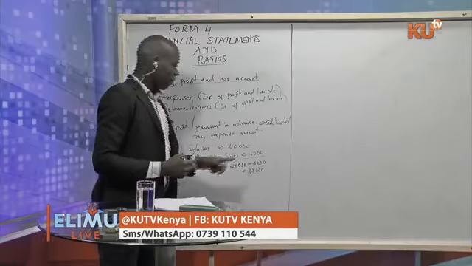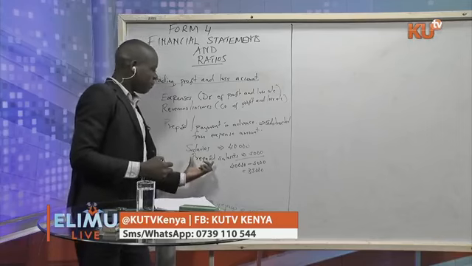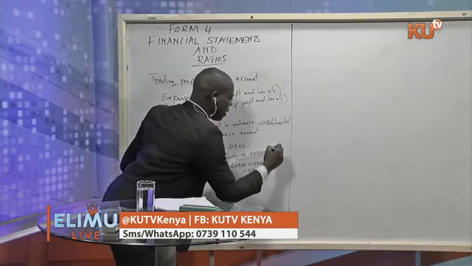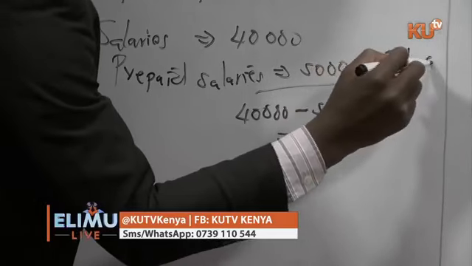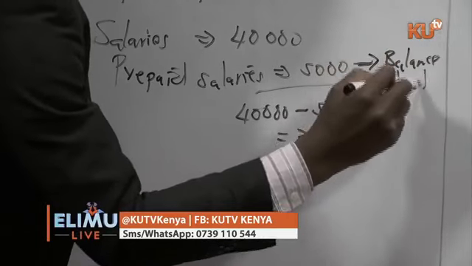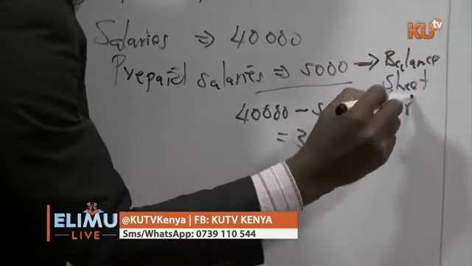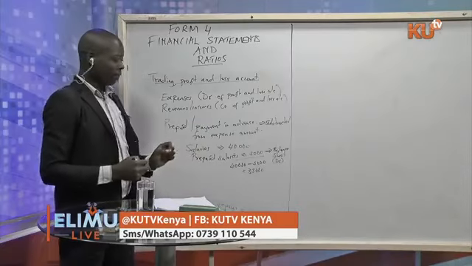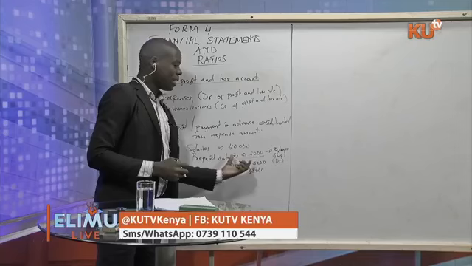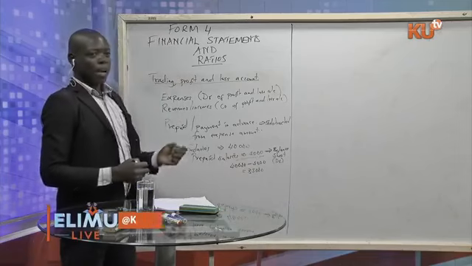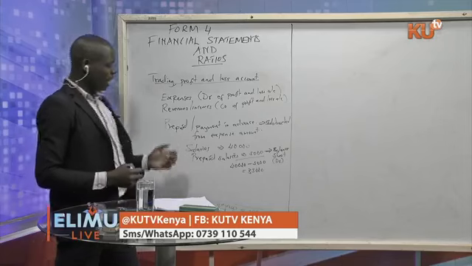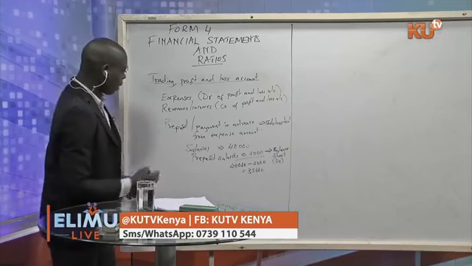And this 5,000 that is prepaid is carried to the balance sheet, on the debit side of the balance sheet as a current asset. So all prepaid expenses are transferred to the balance sheet as current assets. Remember, we have current assets and fixed assets.